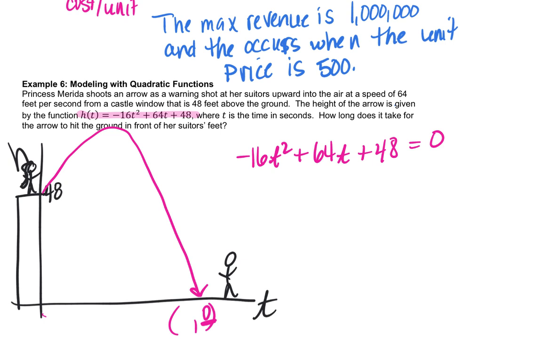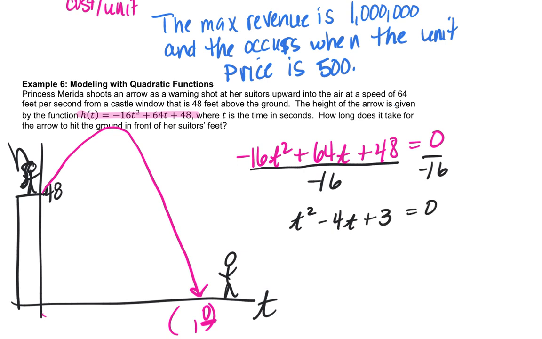So if we're setting it equal to 0, then we're going to have to factor, use the quadratic formula, complete the square, or do the square root method, right? But all of these numbers are divisible by -16. So always check to see if you can reduce it first. That way you're not dealing with such big numbers. So we get t squared minus 4t plus 3 equals 0.